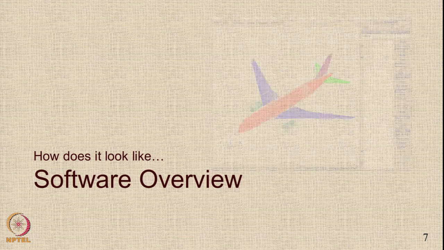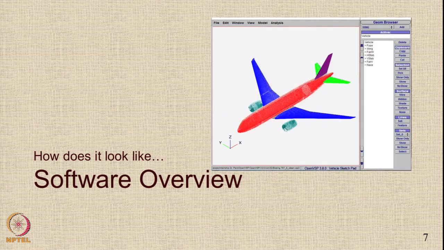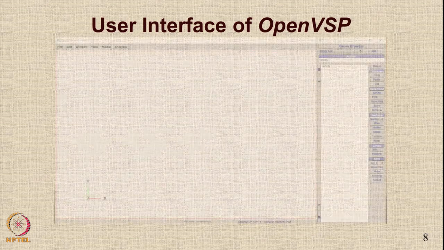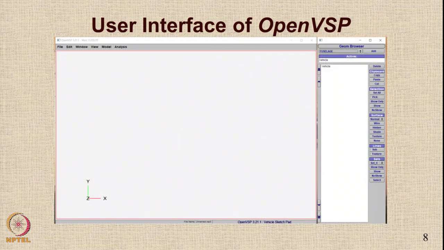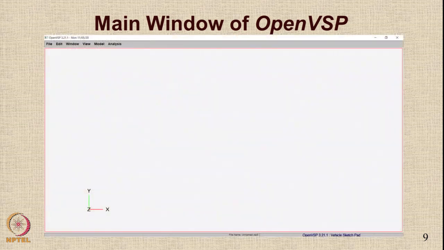Let us have a look at the overview of this software. When you open the OpenVSP window, this is how it looks like. Okay. The first thing that you see is the user interface of OpenVSP. It is normally in two parts. There is a left part and there is a right part. The right part in this particular figure is the geometry browser, and the left part is the main window. Okay. So in the main window, you will get lots of options.